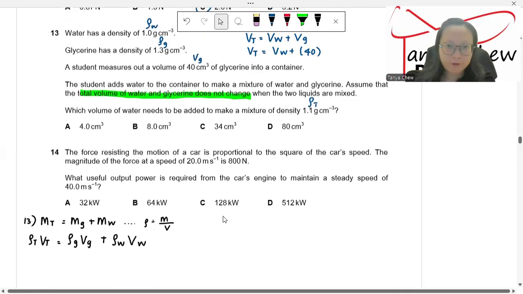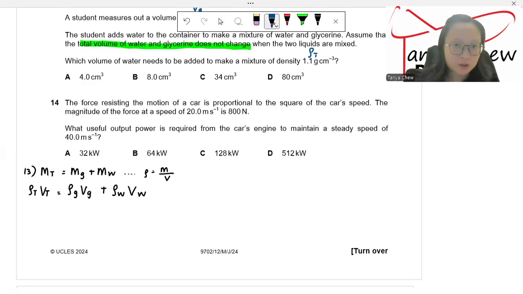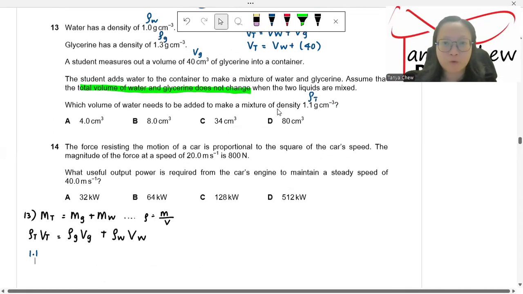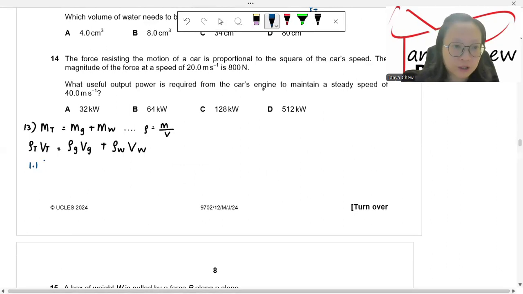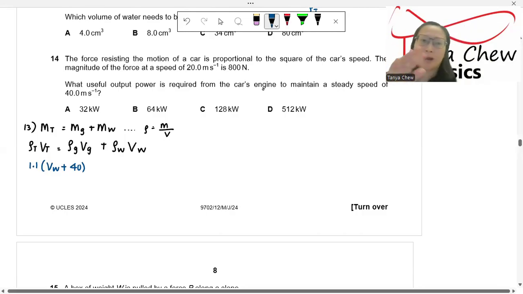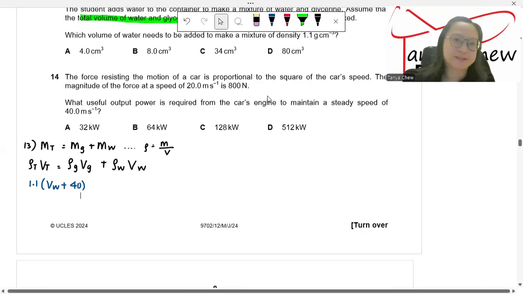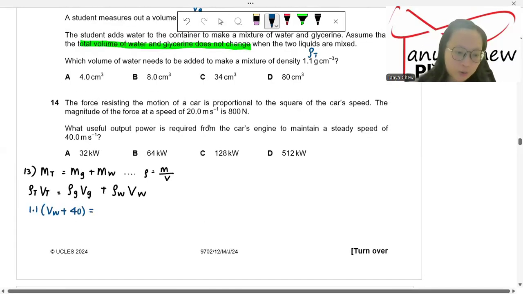Now, okay, I replace the density first. Total density must be 1.1. Total volume, I have an expression here: volume of the water plus 40 cm cube. I do not need to change to meter cube because all the choices are in cm cube. Equal to the density of the glycerin, which is 1.3, and the volume of glycerin is also given, which is 40, plus the density of water, which is 1, and the volume of water. Now work it out.